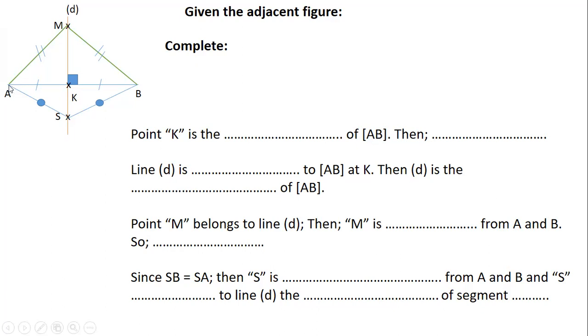I can see that we have a segment AB. I have a point K. I have a mark here similar to the mark here. I have a red line called D. It's perpendicular at K. And I have a green line MA and a green line MB. Of course, they are equal because they have the same marks. And SA and SB are equal since they have the same marks.